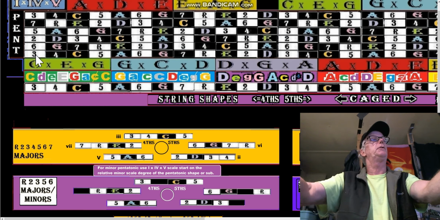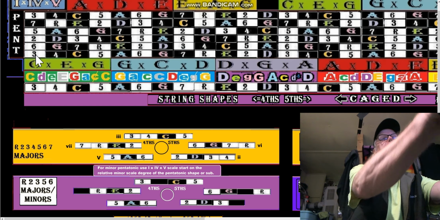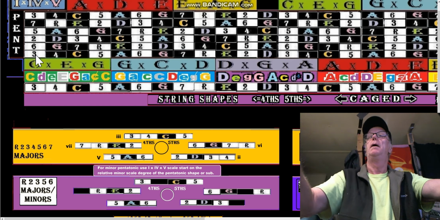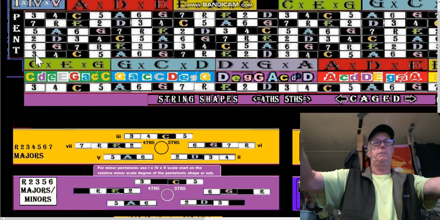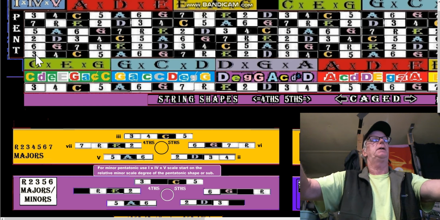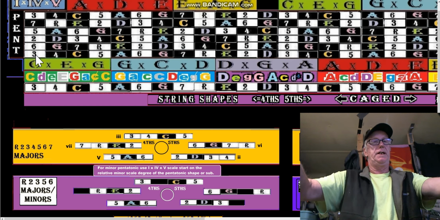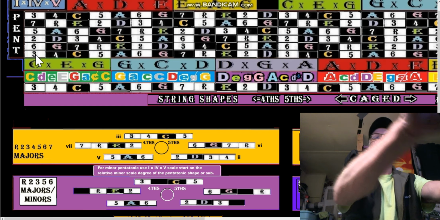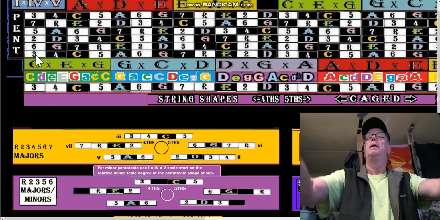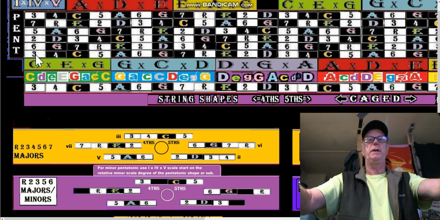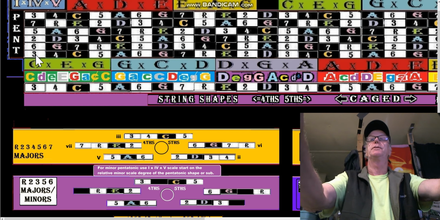Okay, now remember, if we go to the 4th and we treat it as a temporary root, so it's root, 3, 5 there, and we go root, 3, 6 of the 4th, then we have the 2nd minor, 1st inversion.